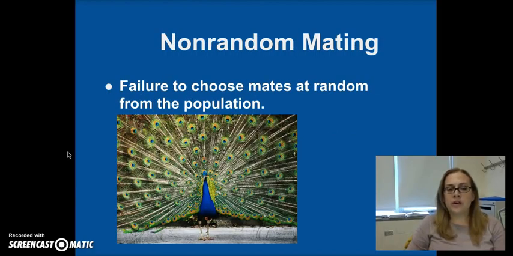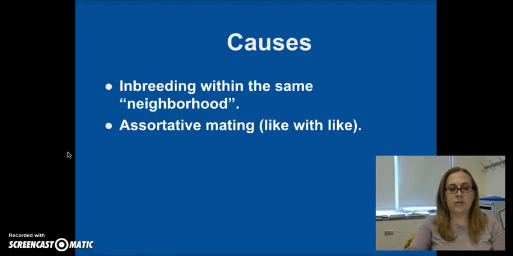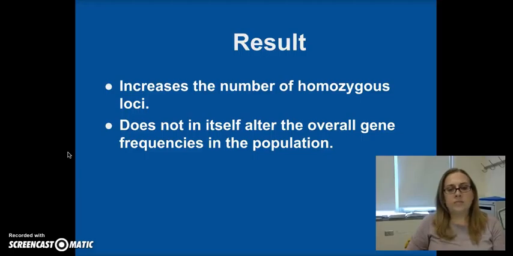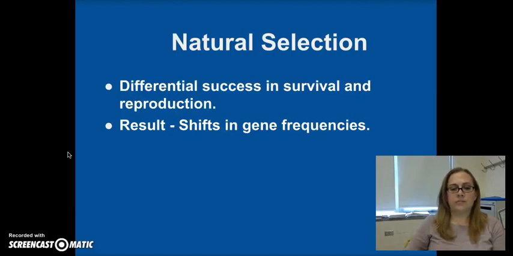Next, we've got non-random mating, and this is going to be the failure to choose mates at random from a population. And so you've got a couple causes for this. You could have inbreeding within the same neighborhood, where animals in areas nearby each other are going to be more likely to mate with each other. You also have assorted mating, which would be like with like. And the result here is it increases the number of homozygous loci. It does not in itself alter the overall gene frequencies, however.